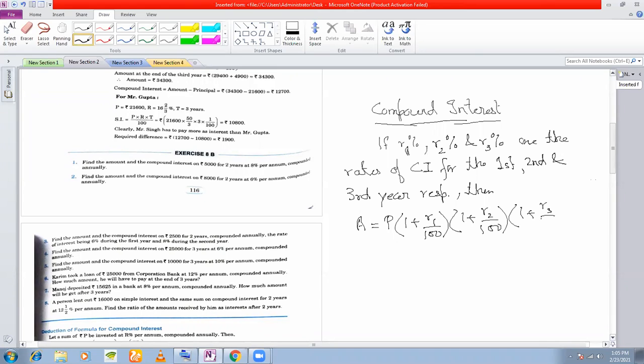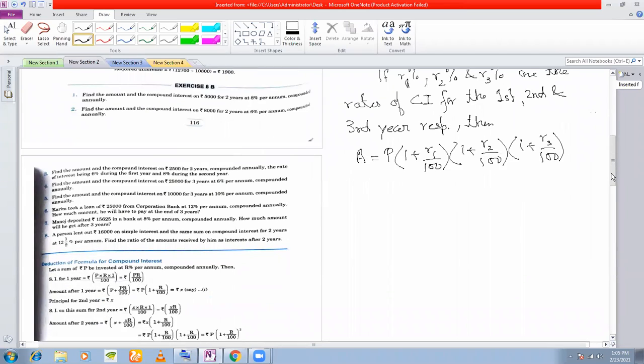Say for 3 years. For 3 years, 3 different rates. Even if it is 4 years, you can have an R4 also. 5 years, you can have R5 also, and so on. I've only shown you for 3 years. Okay. Let us see the problem here then. Question number 3. The question here is, find the amount and compound interest on 2500 for 2 years compounded annually. Again, note this word because tomorrow we are going to discuss this. Okay, compounded annually, the rate of interest being 6% during the first year and 8% during the second year.